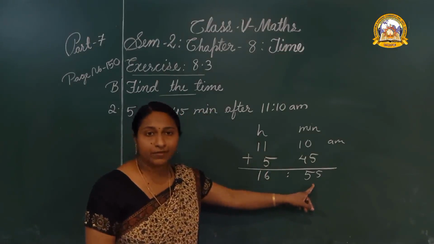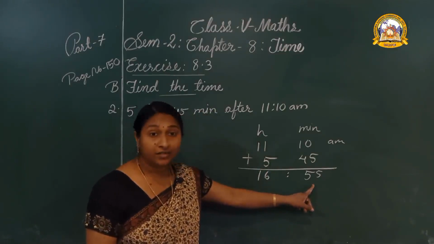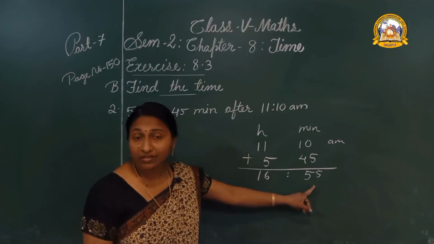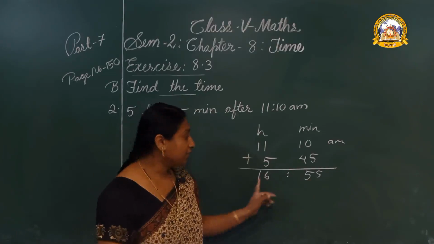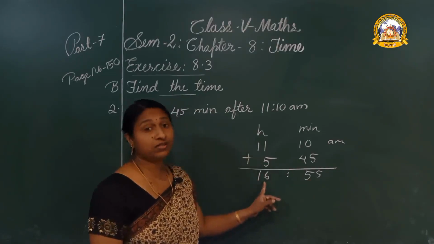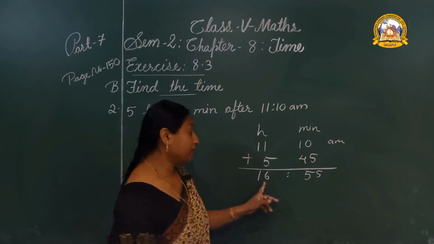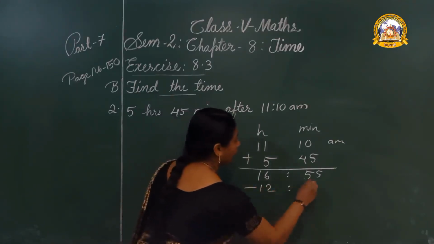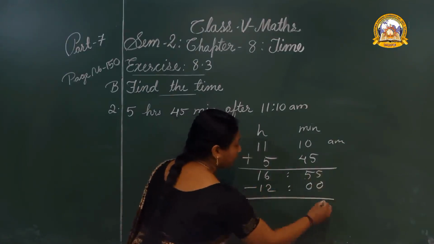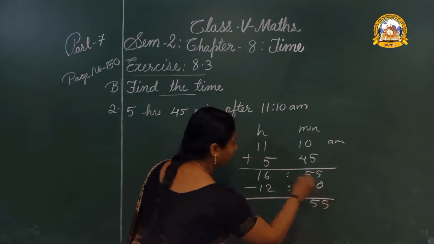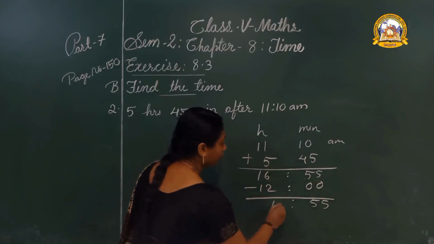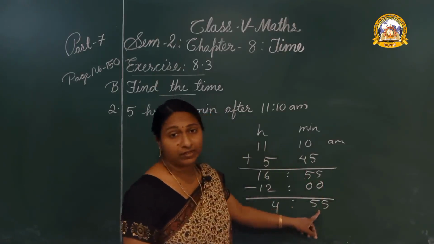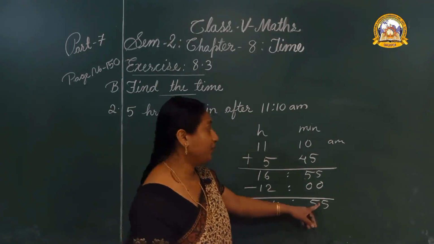Now 16:55. Which time is that? Yes. What should we do? How can we convert to 12 hours clock time? Yes, subtract. It is more than 12 hours. So we have to subtract the 12 from this number. Okay, let us subtract 12 hours. 5 minus 0, 5. 5 minus 0, 5. Then 6 minus 2, 4. 1 minus 1, 0. Okay, 4:55. AM or PM? Yes, PM.